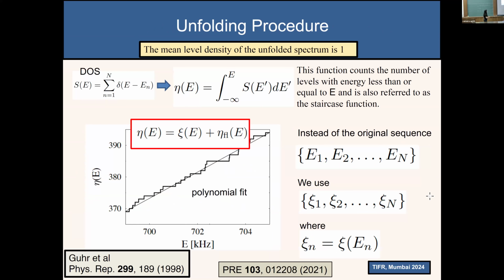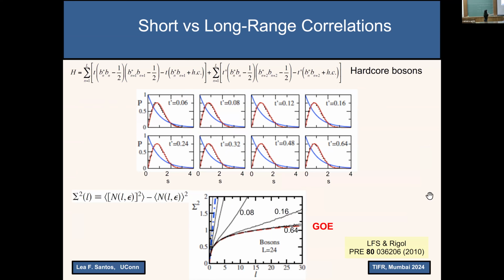All right. So this is a system where, as this T prime increases, the system becomes chaotic.